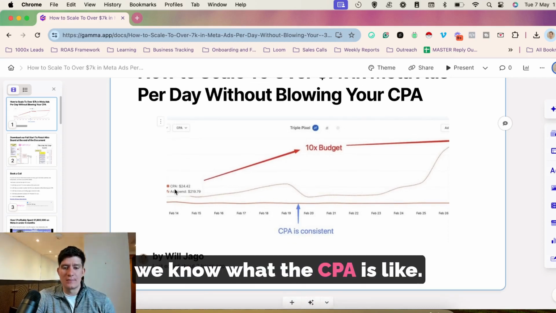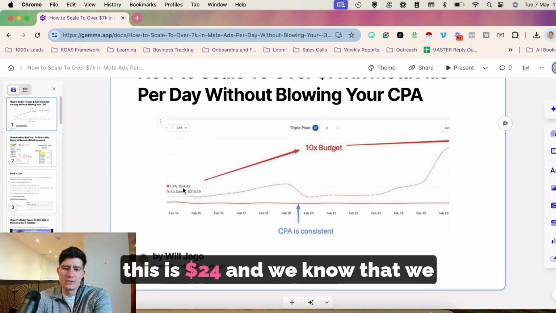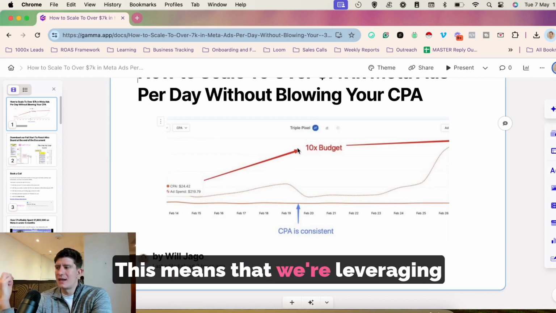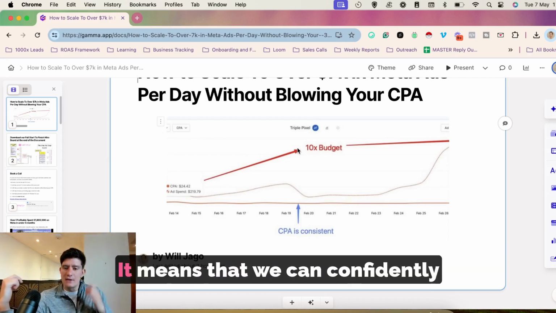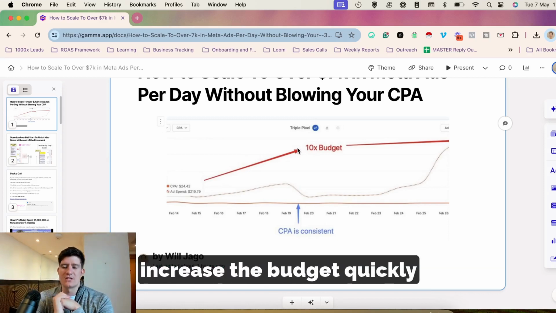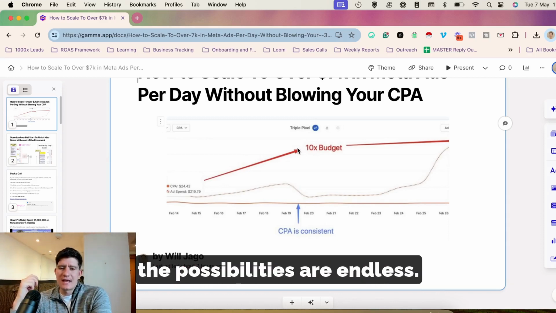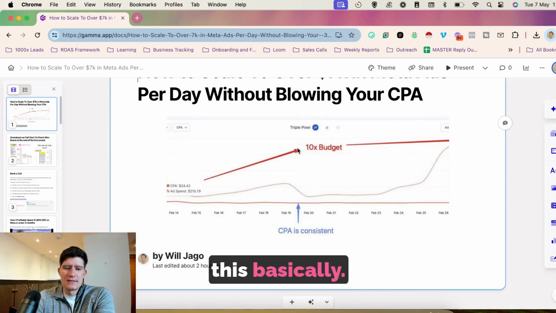If we know what the CPA is, for example this is $24, and we know that we can increase the ad spend, this means that we're leveraging a safety net. It means that we can confidently increase the budget quickly, and the possibilities are endless. We need to understand this, basically.